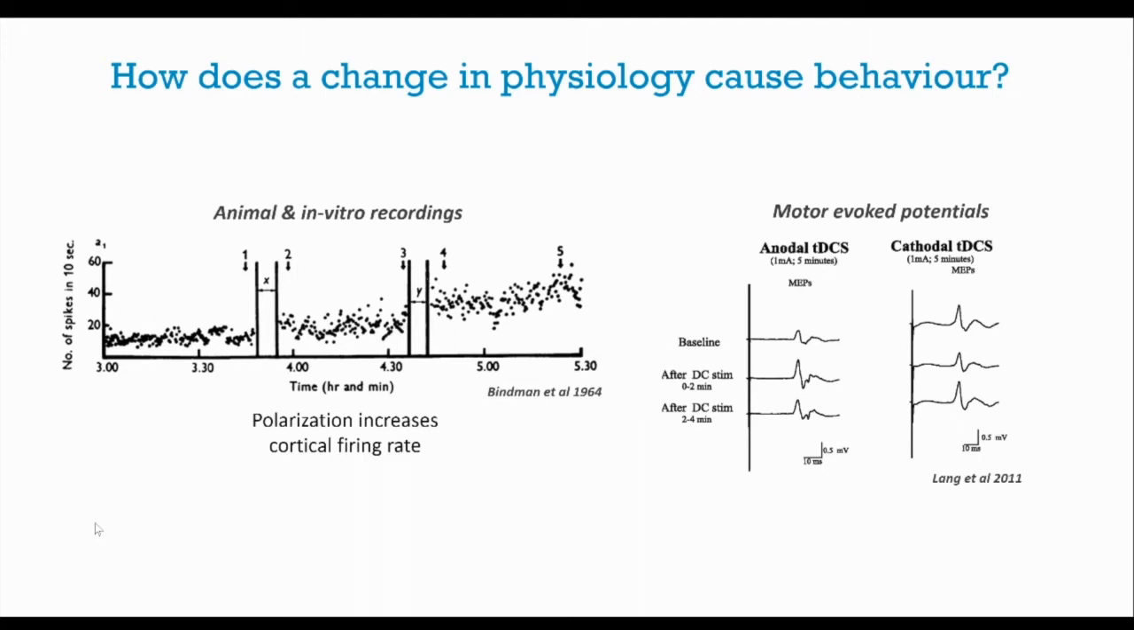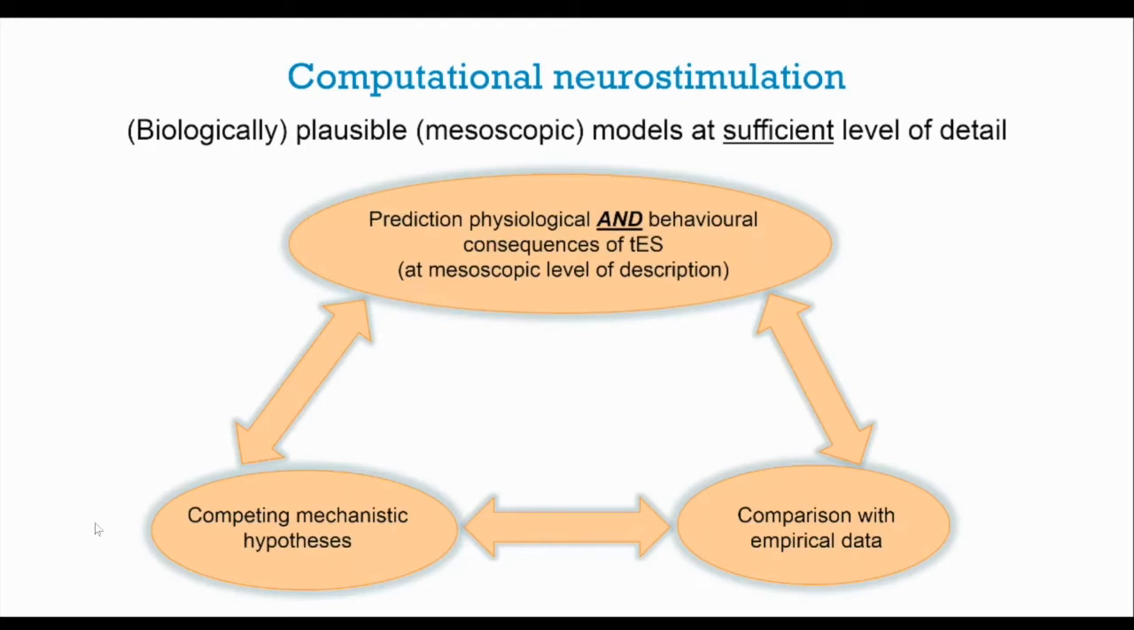So that's really the challenge where I think the models are developing, and that's really getting at the question of computational neurostimulation as we certainly see it at the moment. This challenge is verbalized here and shown here. It's really about finding and developing plausible models at a sufficient level of detail so that we can generate physiological but also behavioral predictions of what stimulation does.